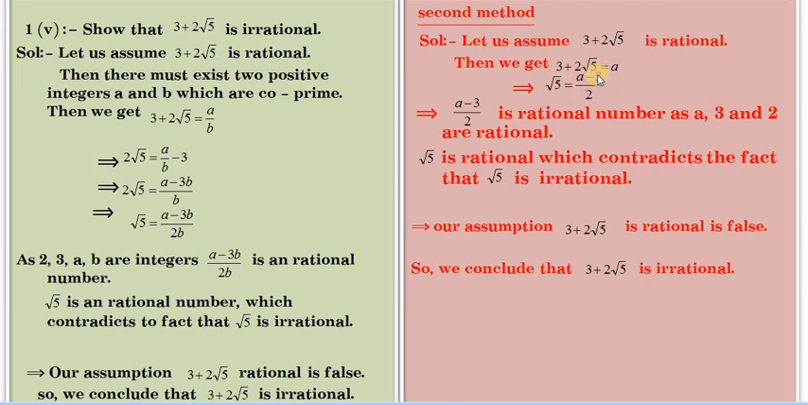Now a is an integer, 3 is an integer, 2 is an integer. So if you just see, a minus 3 by 2 will be a rational number. If this is a rational number, that means root 5 is rational, which is a contradiction. Those statements are written here: a minus 3 by 2 is a rational number, as a, 3, 2 are rational. So root 5 is rational, which contradicts the fact that root 5 is irrational.